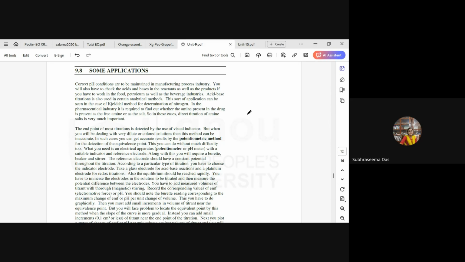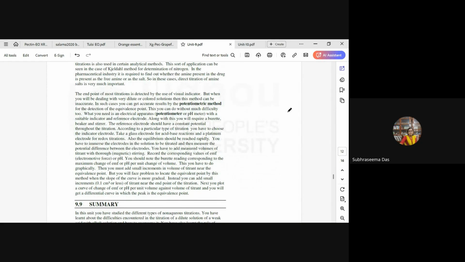Also in a pharmaceutical company, we need to know the amount of nitrogen that is present in a particular drug that is synthesized. So particularly in such cases, direct titration of amine salts becomes very important. The endpoint of these titrations is mostly identified by eye, that is, by visual observation. But when we are dealing with very dilute or colored solutions, visualization becomes very difficult. So in such cases, we can get accurate results by using the potentiometric method for identifying the endpoint.